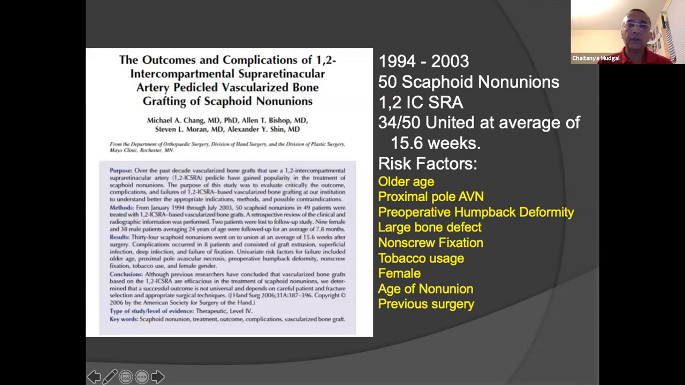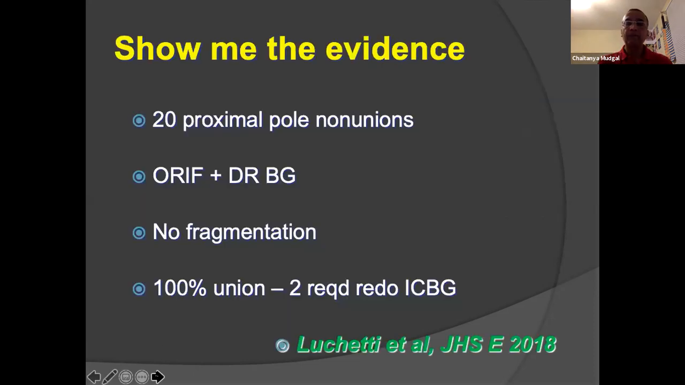More importantly, when Scott Steinman's patients were followed for much longer, they found that the non-union rate dropped significantly, because this is a follow-up study to the same set of patients a few years down the line. And what they realized was older patients who had proximal pole dysvascularity, or who had humpbacks, and women smokers had a higher chance of failure of vascularized bone grafts. So furthermore, to add to the evidence that I showed you from my own data, you have the evidence here from Mark Cohen's group and Riccardo Lucchetti, who looked at 20 proximal pole non-unions without fragmentation, and they simply fixed them with distal radius bone graft and screws. And they went on to have a 100% union rate, although two required redos.